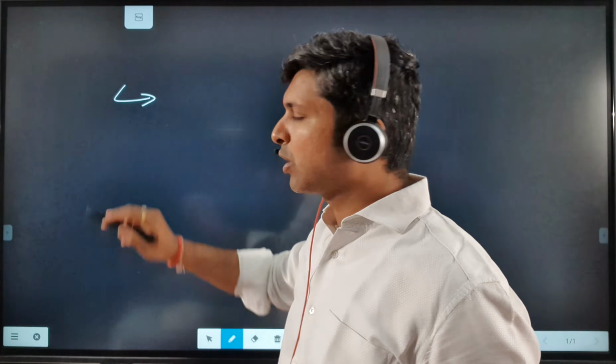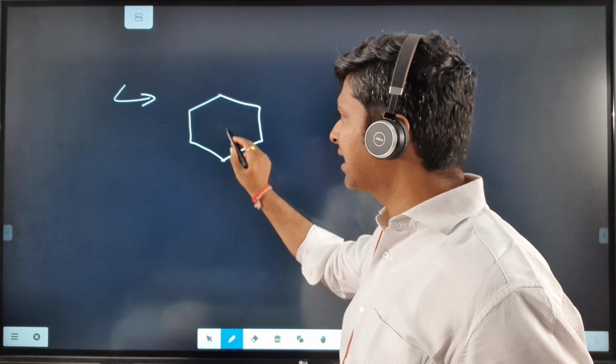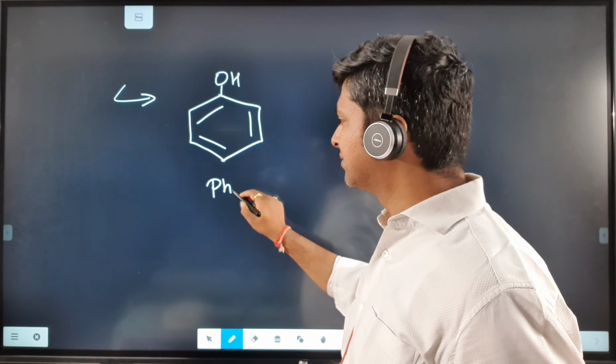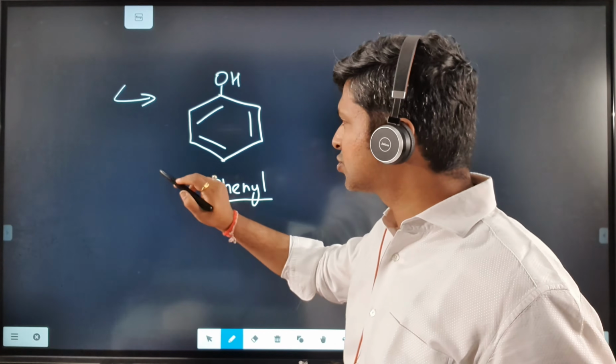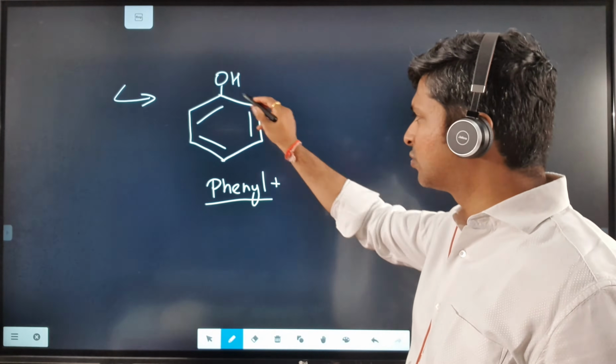So this is part one of phenols, and in this we are going to study the classification of phenols. First thing, the definition of phenols. Phenols are hydroxy derivatives of the aryl groups. They are hydroxy derivatives of the aryl group. So what is a hydroxy derivative? Hydroxy meaning OH, and we have attached it to the phenyl ring.